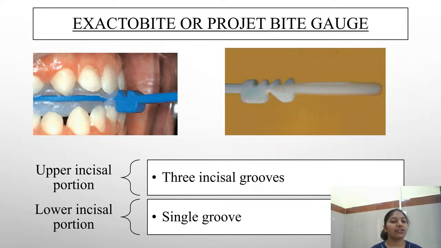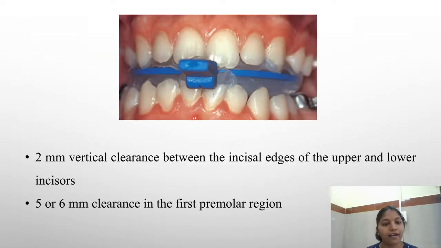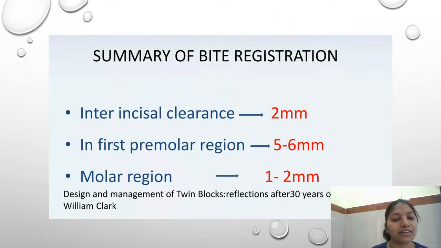This is the tool called Exacto Bite or the Projet Bite gauge, which is used for taking the bite registration. It has three screws in the upper incisal portion and one screw in the lower incisal portion to guide the placement of the gauge. There should be 2 mm vertical clearance between the incisal edges of the upper and lower incisors, and 5 to 6 mm clearance in the first premolar region. So, the summary of the bite registration: interincisal clearance should be 2 mm, in the first premolar region it should be 5 to 6 mm, and in the molar region it should be 1 to 2 mm.